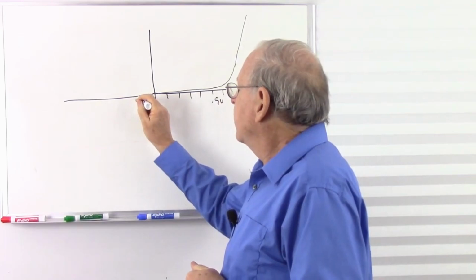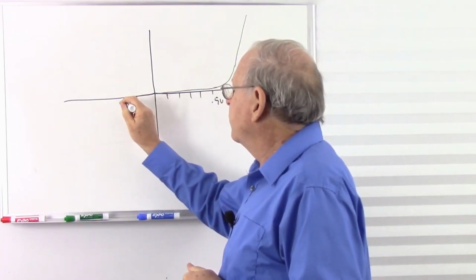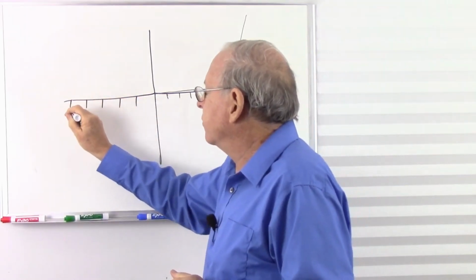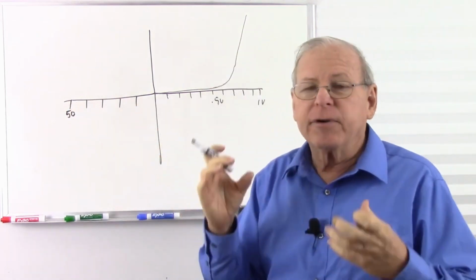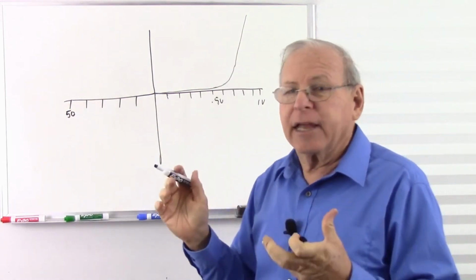And I will start out with a regular diode real quickly here. So there's 10, 20, 30, 40, 50 volts, let's say. So a regular diode, if we reverse bias it, is just acting like an open switch.